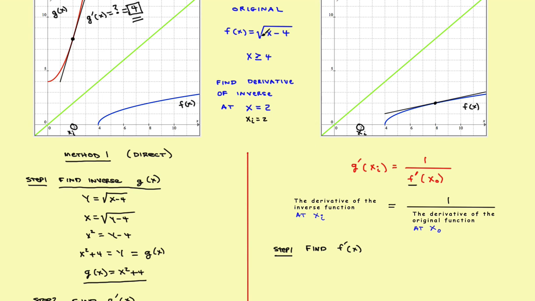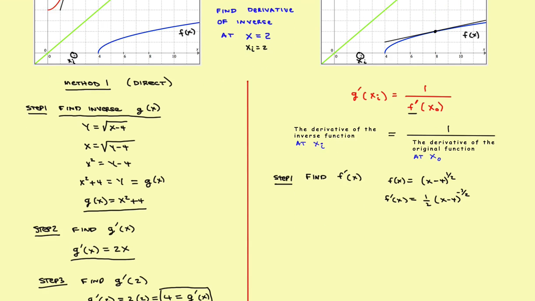So if the original function was this, let's just go ahead and write it like this. We'll say that if f of x was equal to, and I'm going to write this as (x minus 4) to the 1/2 power. So we'll write it like that. Now I want to find the derivative. So the derivative, using the chain rule, would be 1/2 of (x minus 4) to the minus 1/2 power.